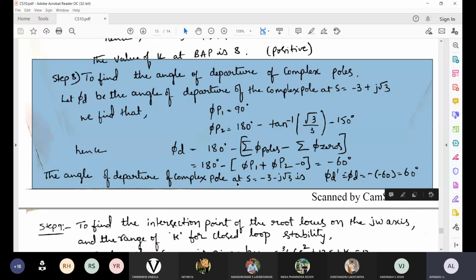Therefore, the angle of departure of the complex pole at s equal to minus 3 minus j root 3, phi d dash, will be equal to, see here what exactly happened. Once you calculate for one complex root, minus 3 plus j root 3, you need not calculate for minus 3 minus j root 3. You just take the negative of that one. If minus 60 degree is the angle of departure for one complex pole, then the reverse, 60 degree, you are going to get.